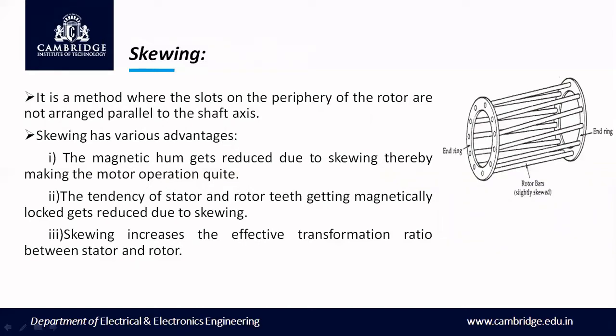Skewing is done because of the following advantages. The magnetic hum gets reduced due to skewing, therefore making the motor operation quiet. Because of this skewing, since all the materials used here are magnetic materials, the magnetic hum will be reduced.